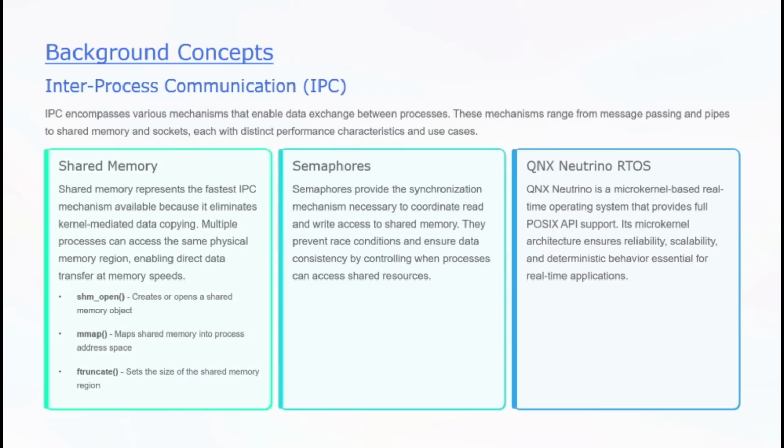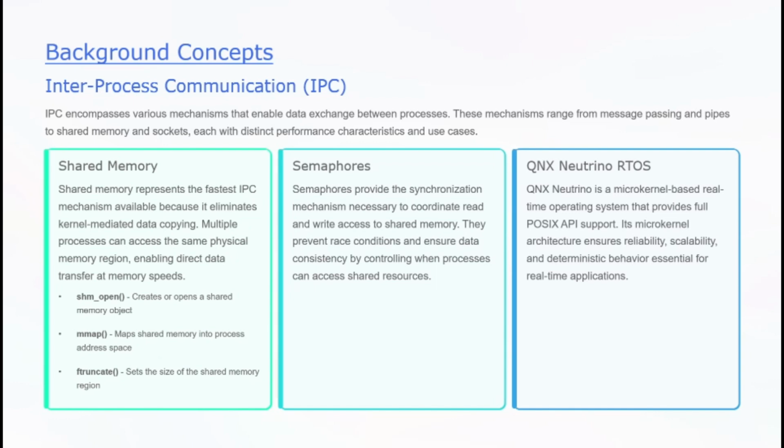For our project, the background concepts are shared memory, semaphores, and QNX Neutrino RTOS, as we discussed in the previous slide. IPC mechanisms range from message passing and pipes to shared memory and sockets, each with distinct performance characteristics and use cases. Shared memory is the fastest IPC mechanism because it eliminates kernel-mediated data copying, so that a physical memory region can be accessed by multiple processes. That's why it got the name shared memory.